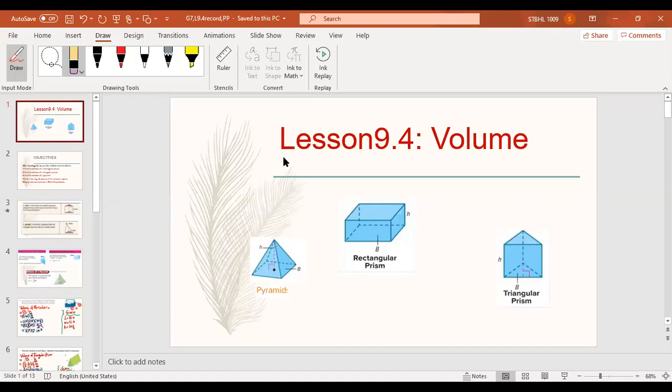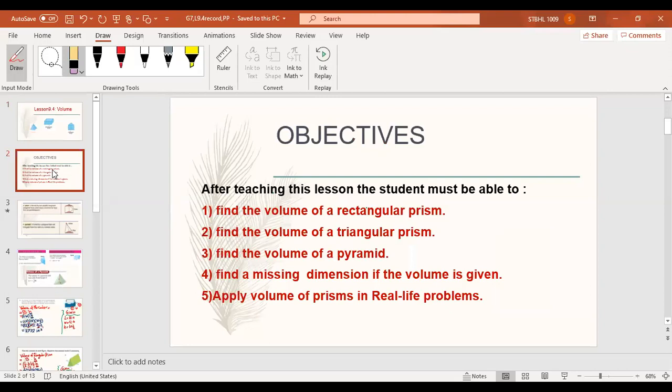Today, inshallah, we are going to summarize the objectives which had been covered within week 7, lesson 9.4 volume. By the end of this session, you must be able to find volume of rectangular prism, volume of triangular prism, find volume of a pyramid, and number 4, find the missing dimension if volume is given, and finally apply volume of prisms in real life problems.